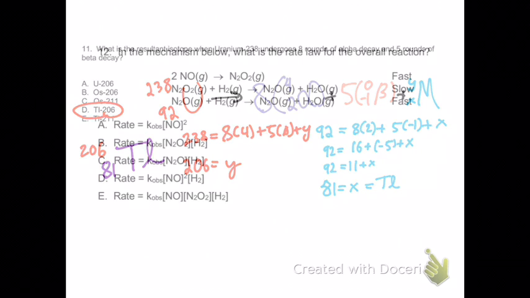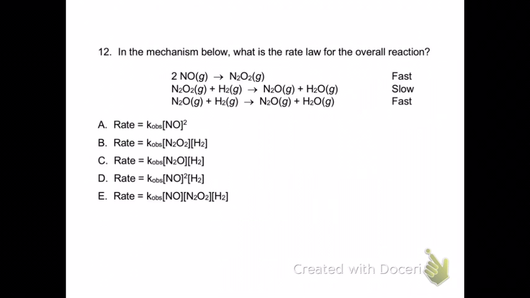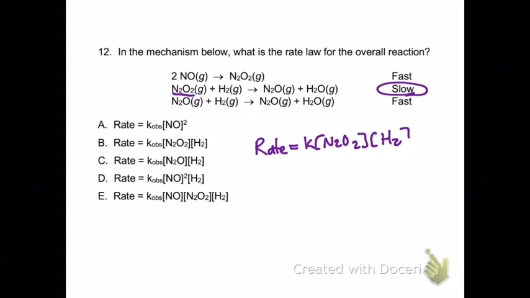And that's our answer. All right, let's make a rate law based on a mechanism. Whenever you base a rate law on a mechanism, remember, we always want to hone in on the slow step. That is the most important step for determining how fast a reaction can go. So we can write a rate law based off of this. It's going to be rate is equal to some constant K times N2O2 times H2.